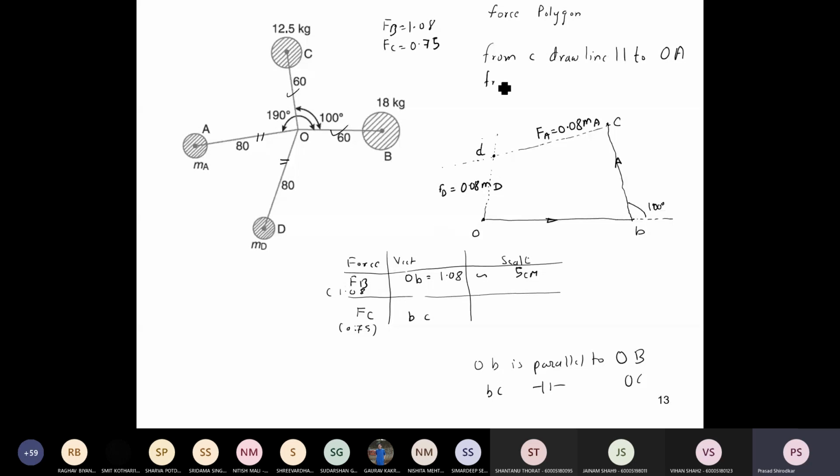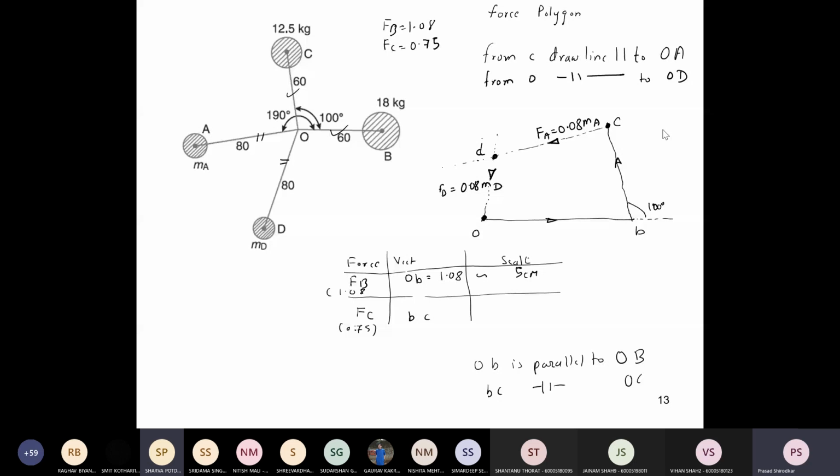So from O, draw a line parallel to OD. These are the vectors. Alright, those who are still doing this part, please raise your hand so that I get a good judgment. So the last step is remaining.